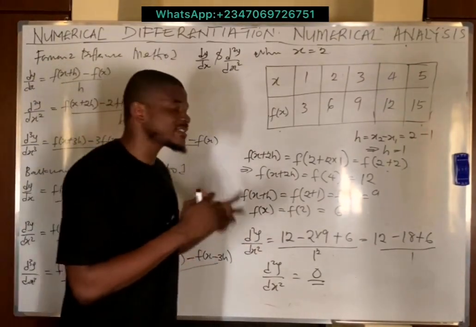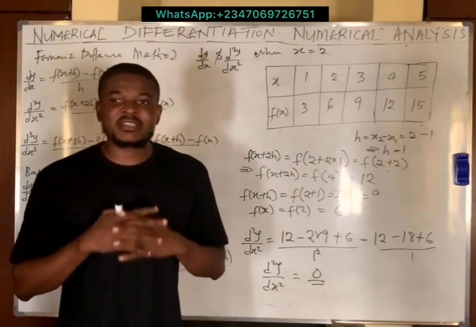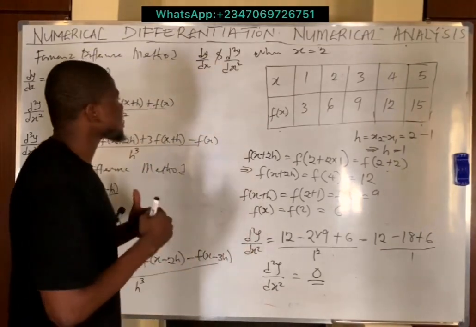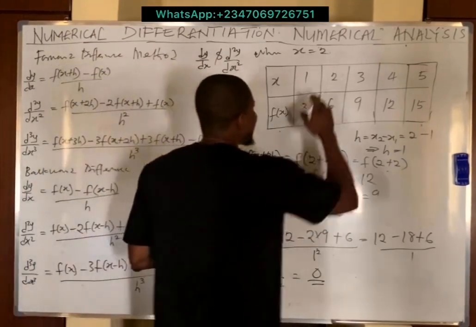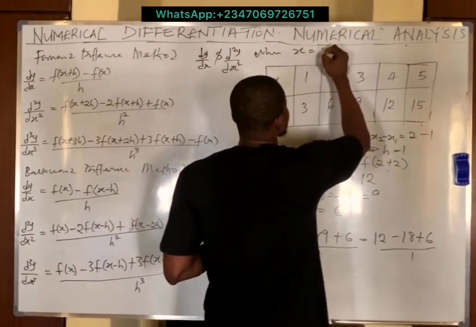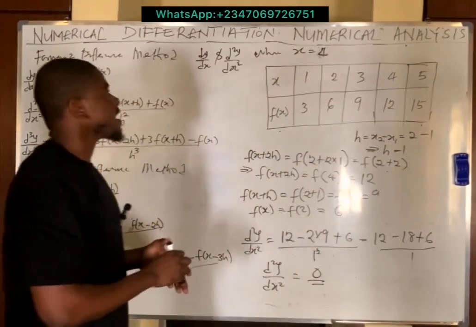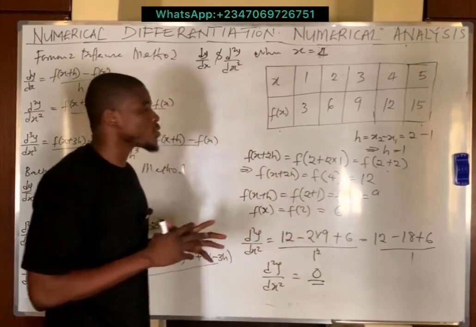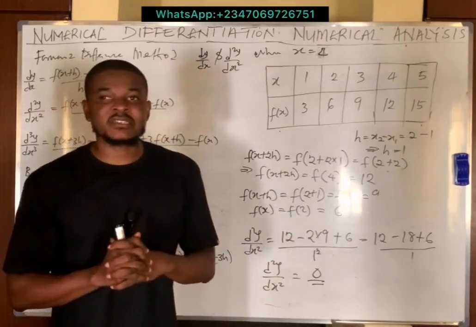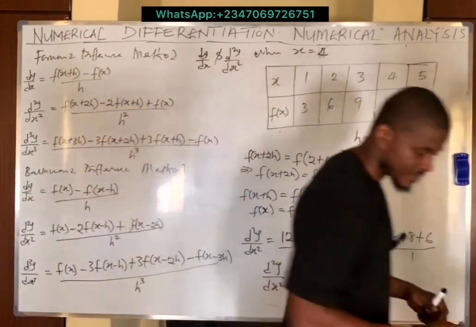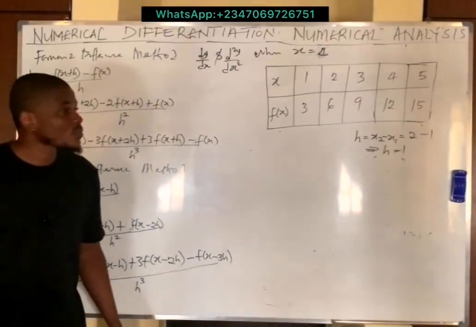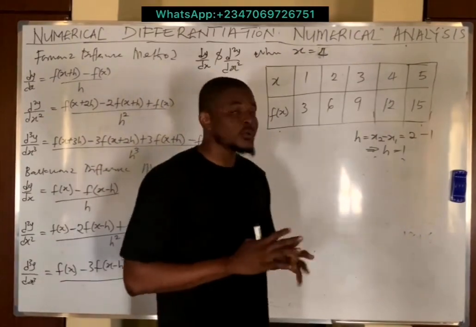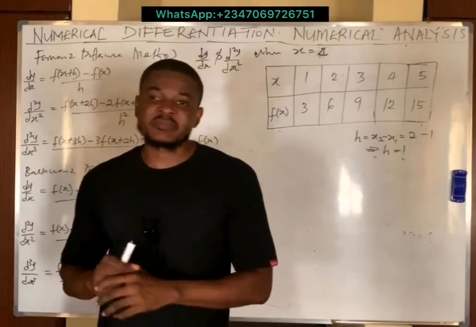Now, let's try out the backward difference and see how that works, right? Let's solve an example. Let us say we're asked to find dy over dx plus d squared y over dx squared when x is actually 4. Okay, so if x is 4, you already know 4 lies at the back of the table. This simply means we are going to be employing the backward difference method.